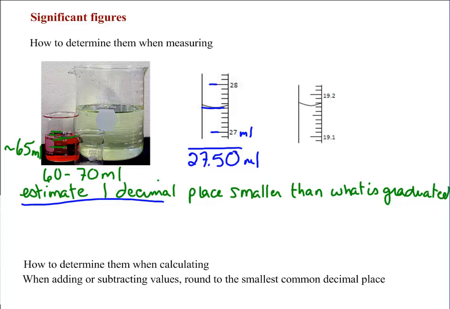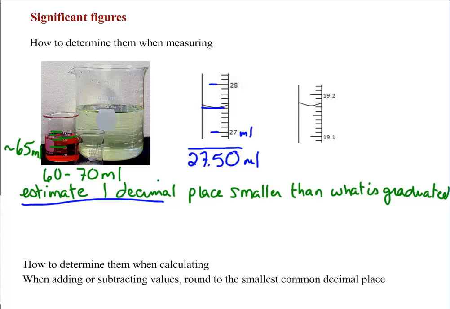And so the expectation is when you're making these volume measurements, first you're going to choose the tool that will allow you to measure as accurately as possible. Second of all, when you record the value, whether it's a mass or a volume or a temperature, that you record it to the most accurate decimal place based on the equipment you're using.